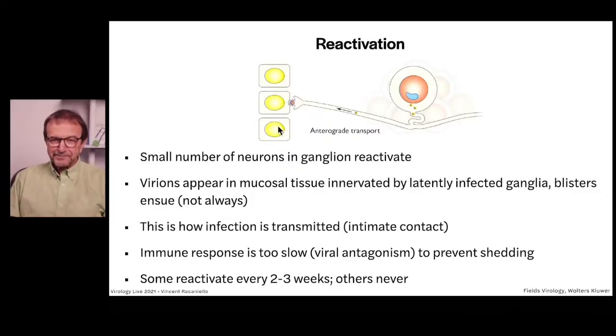Now, the immune response is too slow to prevent shedding. Eventually, it will stop the infection. The CTLs will kill the infected cells. But by the time that happens, the virus has delayed it by its antagonistic proteins that we've talked about before. You do shed enough to infect someone else, and that's all that matters.